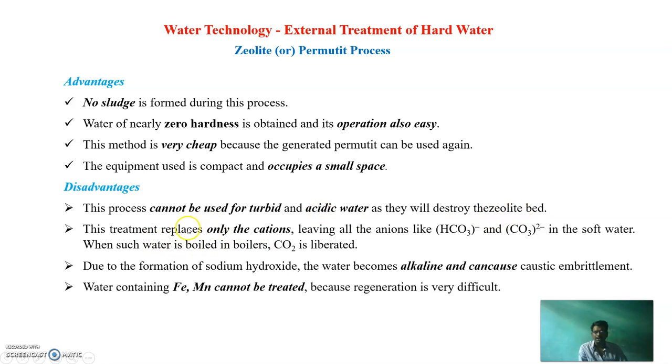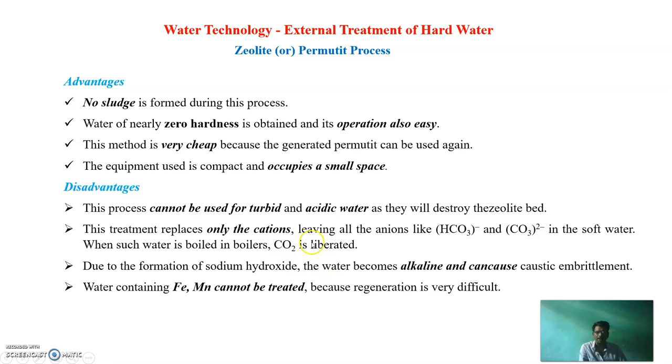Next, only cations are replaced by this method. Anions will not be replaced. So if the soft water contains anions, then that will generate some gases. If the water has bicarbonates, then liberation of CO2 is possible. So it will increase the pressure inside the boilers.